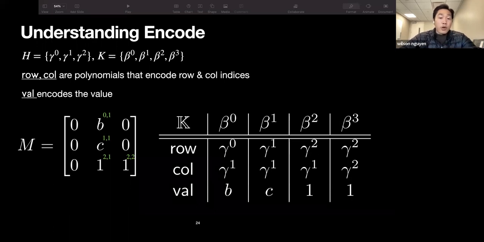We can see that row and column evaluate to the generator of multiplicative subgroup H raised to the 0 and 1 power, which are simply the indices of the non-zero element B, and then the value evaluates to B. Then let's look at the next element, C, whose indices are 1, 1. The evaluations of the row and column polynomials are indeed just the powers of those indices. And then the value is C, and so forth.